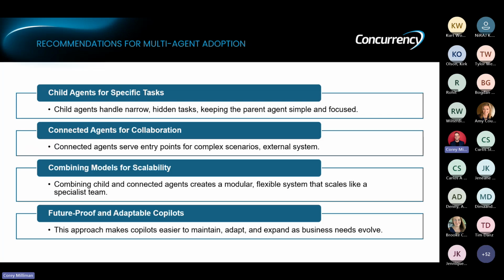So child agents for specific tasks, connected agents for collaboration, and you can combine those models for scalability depending on what you need. And then this makes your Copilot agents easier to maintain, easier to adapt and expand. So again, if I have a unified agent that is running for one line of business in my organization, I want to add on new features, new features, new features. That's not an entirely new agent now that I have to keep developing and adding on or bring this initial agent back to a QA level. I can leave the main agent alone and just bolt on new functionality.